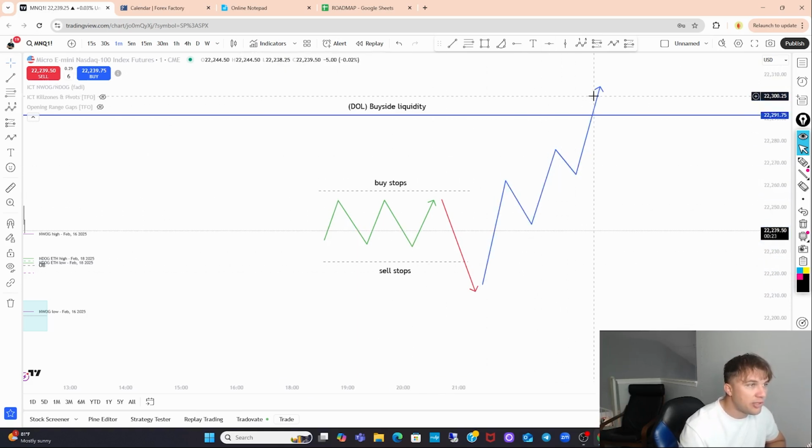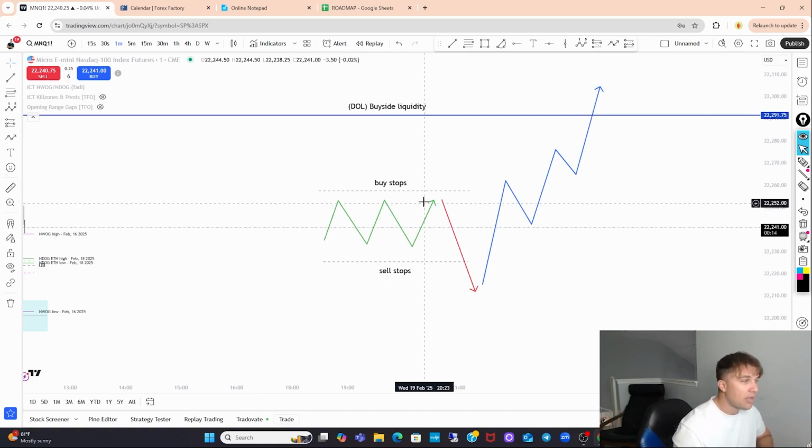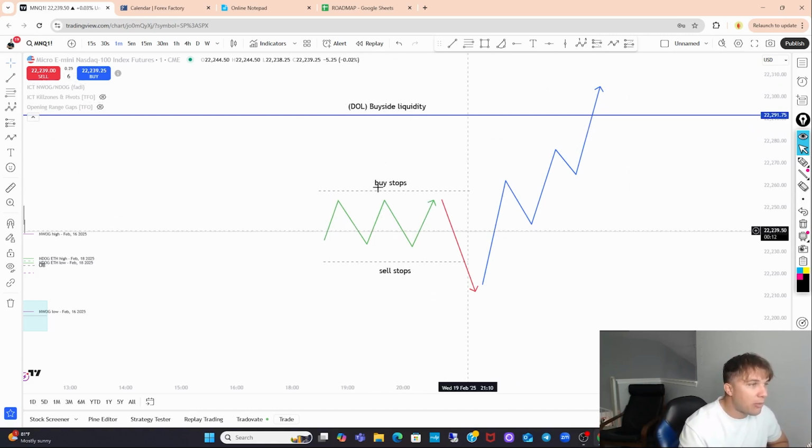There's the distribution phase, which is phase 3, which will then hunt that draw of liquidity, those relative equal highs that are sitting there at buy side liquidity. That is how you use the power of 3. Now I'm going to show you on a live chart what it looks like.